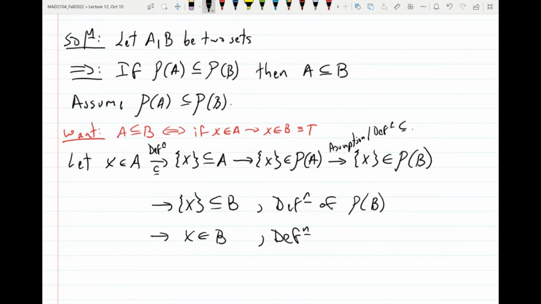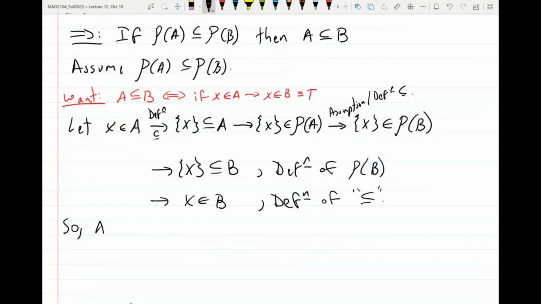Here, what justification do we use for this? Definition of what? Subset. Definition of subset. So if you ignore all the in between, now we managed to show, assuming this, that if X is in A, then X is in B. You know, transitivity, we put all of this together, and X in A implies X is in B. Yes? So A is a subset of B. Did you understand this?